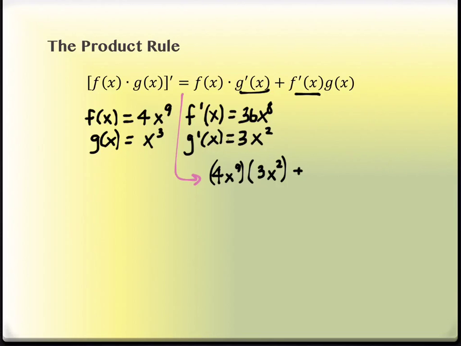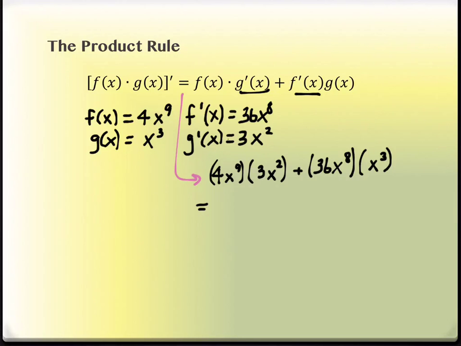Plus, now I should take the derivative of f prime of f of x, so that's the f prime, 36x to the 8th, and multiply that by the original of the g of x, which was x cubed. So we're just going to confirm this. This is not a proof by any stretch of the imagination. It's just an example to try to convince you that it's a reasonable assumption. Okay, it works for this one.